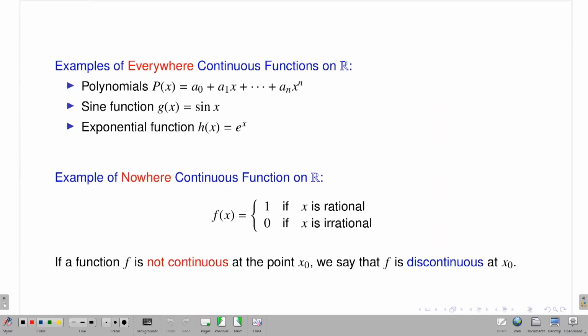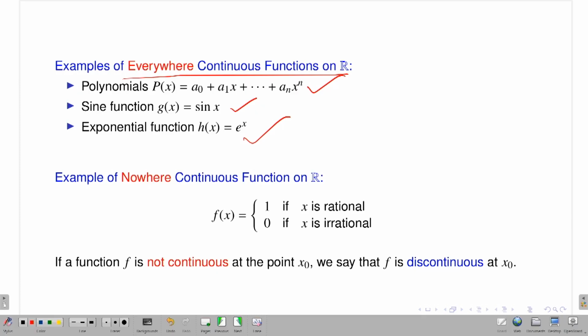Okay. So, before that, let us just look at some examples of continuous functions for real valued functions of a real variable. I have written examples of everywhere continuous functions on R. A polynomial is a very nice function which is continuous everywhere. The sine function and cosine function are also continuous. The exponential function is also a nice function, continuous everywhere on the real line.